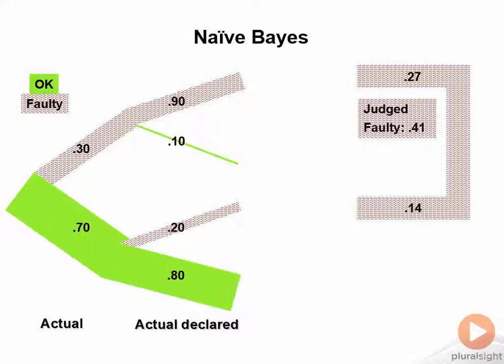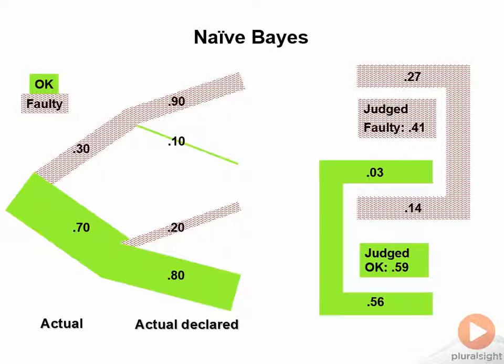I get this number by calculating 0.9 multiplied by 0.3, which is 0.27, for the correctly declared faulty cars as being faulty, and summing with 0.2 multiplied by 0.7 for the okay cars which were incorrectly declared as being faulty. Similarly, I can calculate the percentage of the cars that my friend judged to be okay. This is 59%.